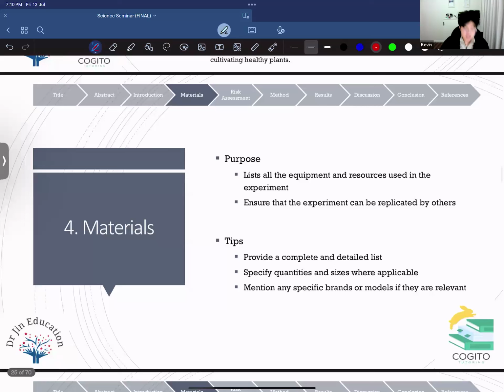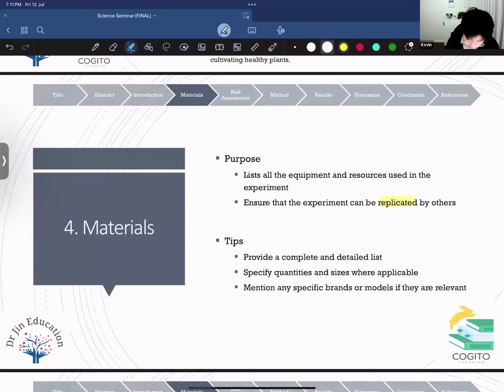Now, let's move on from introduction to materials. So we're up to number 4 now, okay? Let's look at materials. This one's pretty easy. Purpose: list all the equipment and resources used in the experiment, okay? Ensure that the experiment can be replicated by others, okay?